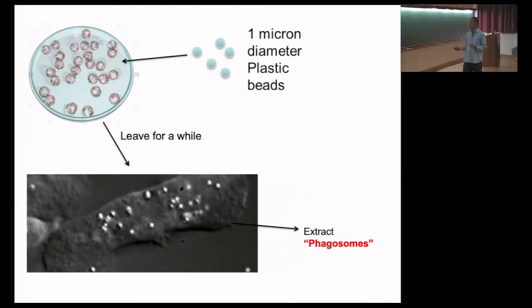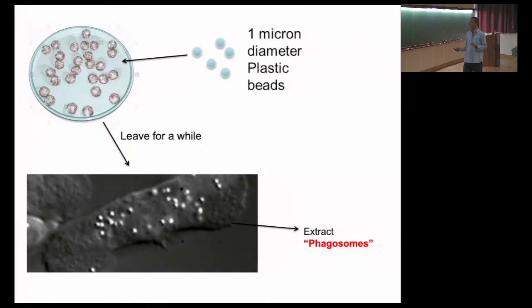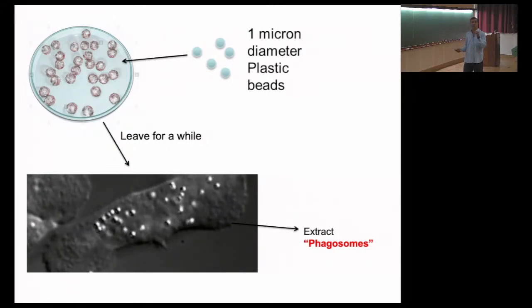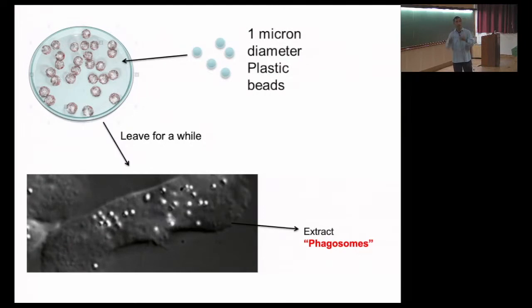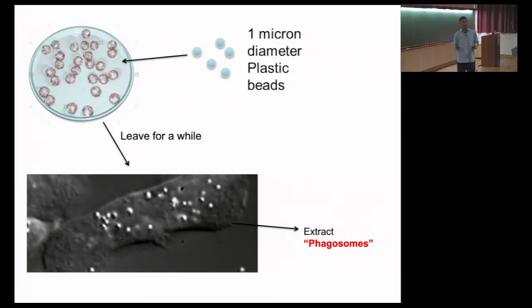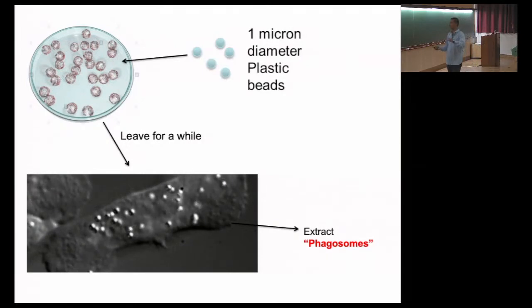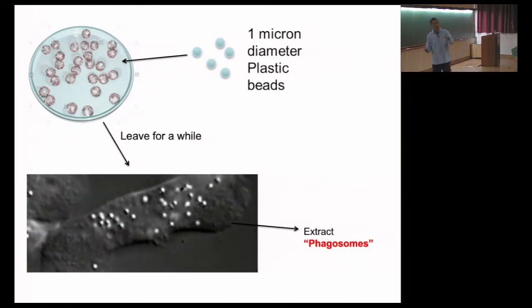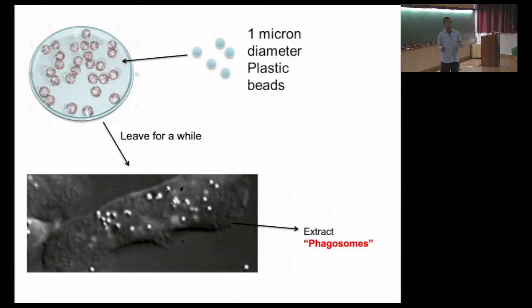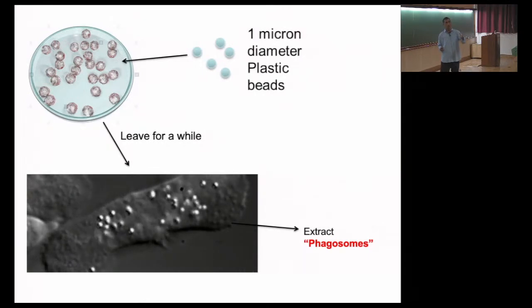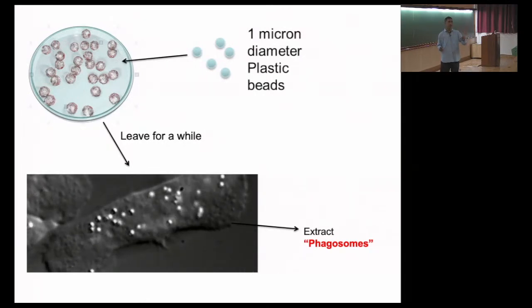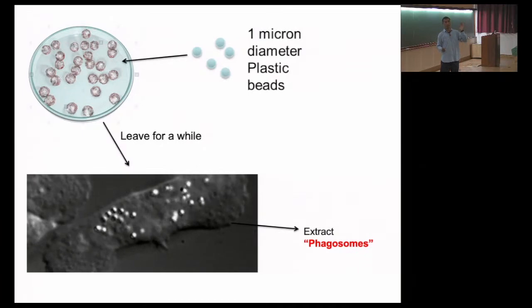Now, the nice thing is that these beads have a density lower than whatever is around them. Depending on the kind of bead, of course, it's not a generic statement, the density is different from the rest of the stuff. So you can put them in some sucrose, take them to a centrifuge and spin them, and you can separate them from the rest of the stuff in the cell.